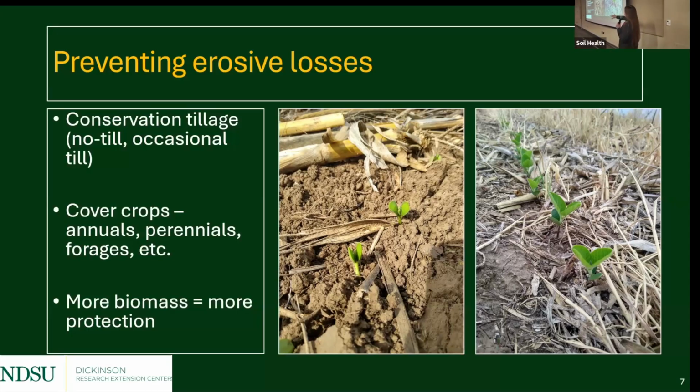Here we have two different soybeans. The soybeans on the left-hand side are in a no-till field, but you can still see that a lot of those soil particles are still pretty loose after drilling. Whereas on the right-hand side, these soybeans are a little further along, but these are coming up after a cereal rye cover crop, and that soil is just more protected by that physical mat of biomass. So should it rain, should the wind blow too hard, that soil is more protected on the right-hand side than we have on the left-hand side. And so the more biomass you have, the more coverage and protection you have against the erosive forces.